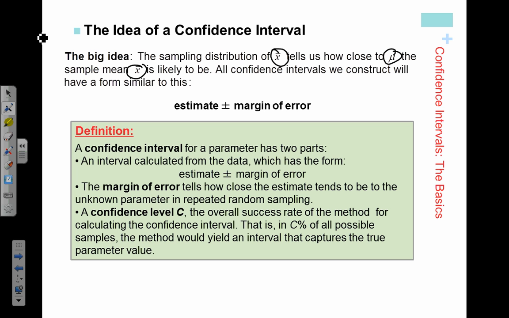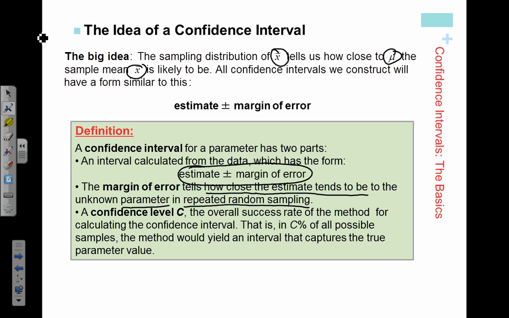So here we go. Estimate plus or minus the margin of error. The confidence interval has two parts. The interval is this, estimate plus or minus the margin of error. We're going to be using that in just a minute, so you want to make sure you have all this written down. The margin of error tells us how close the estimate tends to be to the unknown parameter in repeated random sampling. So if you sample over and over and over again, it'll tell you how close your estimate is to the population.